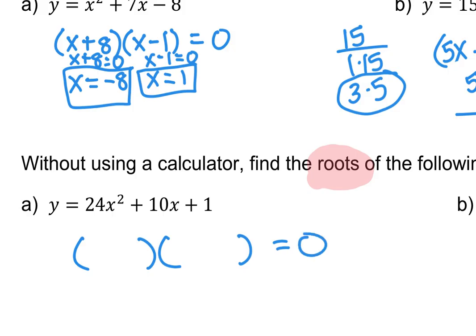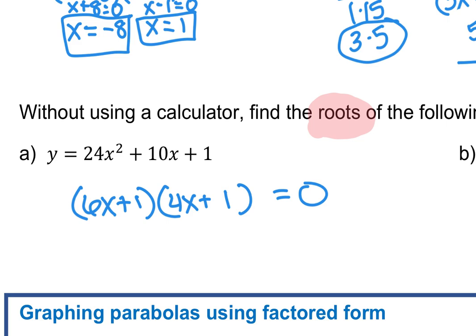So what are some factors of 24? We have 6 and 4, 8 and 3. I'm going to use 6 and 4. So 6x and 4x. And then factors of 1. Well, that's pretty easy, right? 1 times 1. Now to solve for x, what do I need to do with each factor? Right, set it equal to 0.